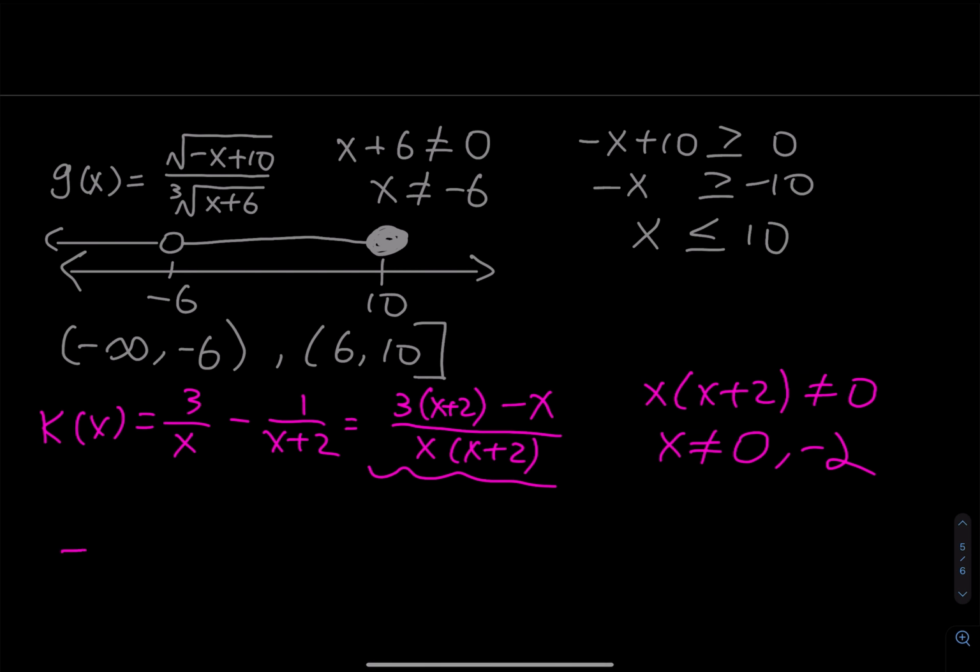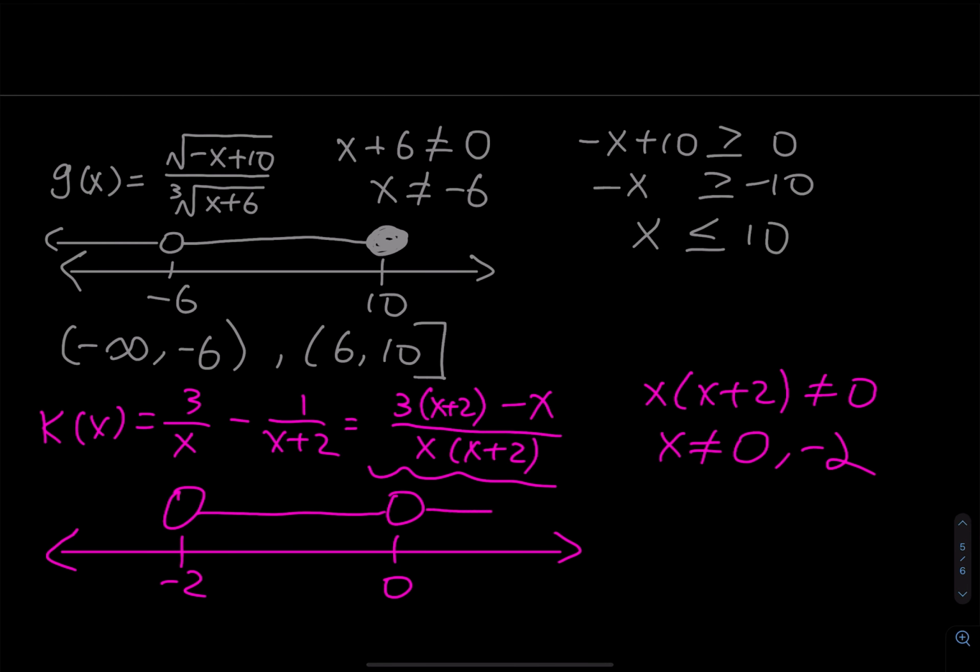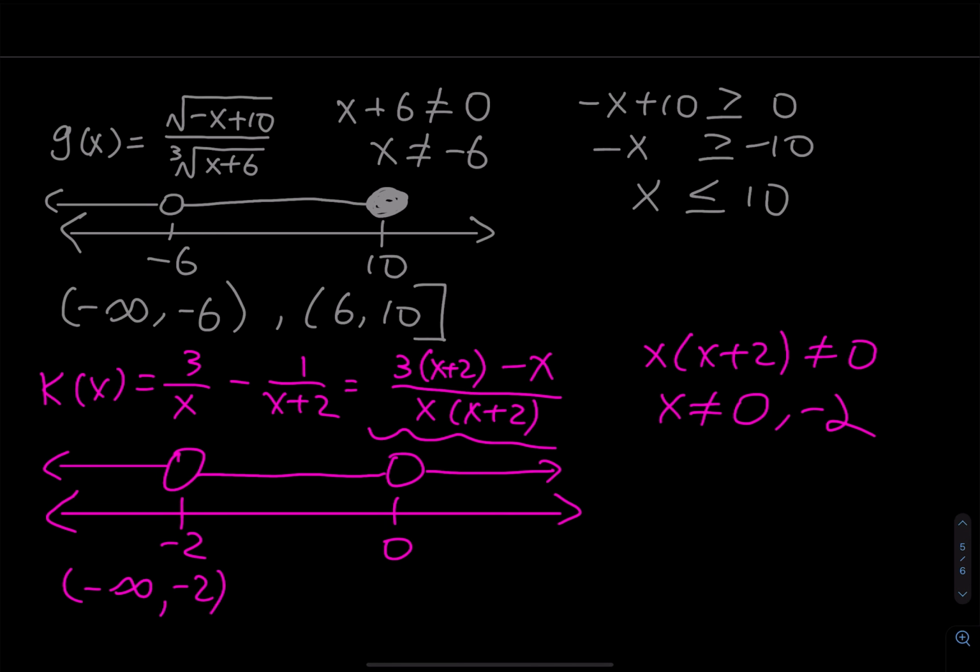And then the number line, negative 2, and then 0. Know that x can be everything else. Just know those two values. So from negative infinity to negative 2, and then from negative 2 to 0, and then from 0 to positive infinity. So now we are done.